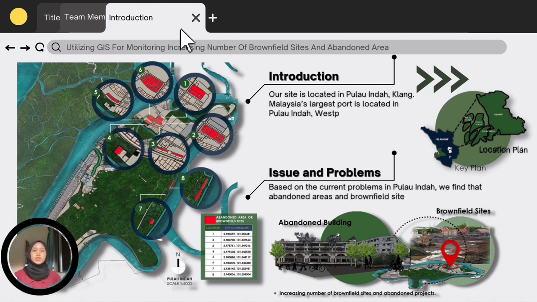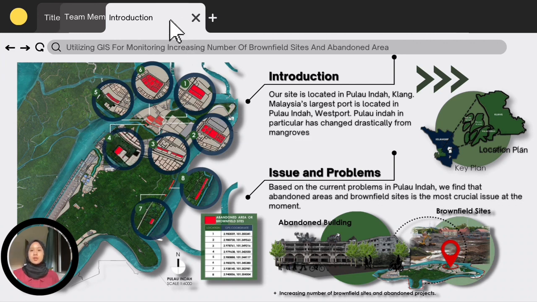As for the introduction, our site is located in Pulau Indah, Kelang. It is Malaysia's largest port, which is located in West Port, Pulau Indah. Pulau Indah particularly has changed drastically from mangrove swamp forest to an industrial development that leads to many environmental problems.